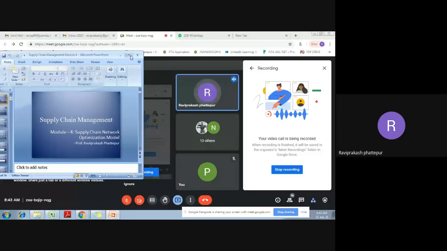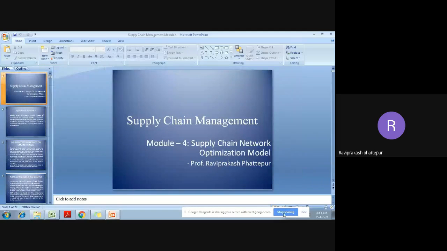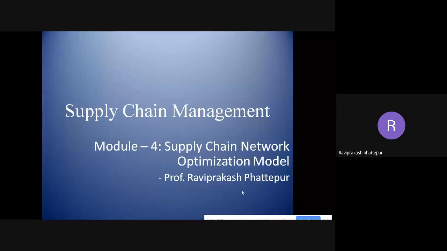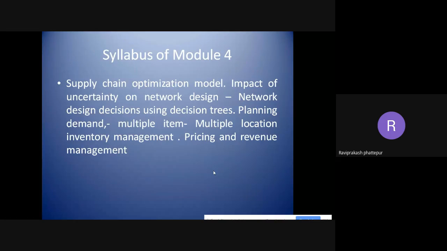Okay, as you all know, we have completed module 4 in the previous class. So let's have a small recap, then we'll move to module 5. So supply chain management, supply chain network optimization model was module 4. Moving to the syllabus, we'll not go there because we have already seen that.